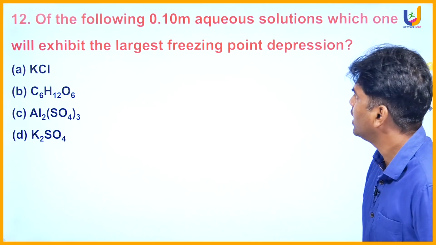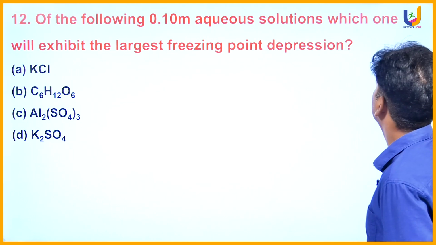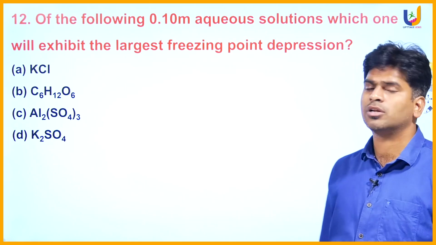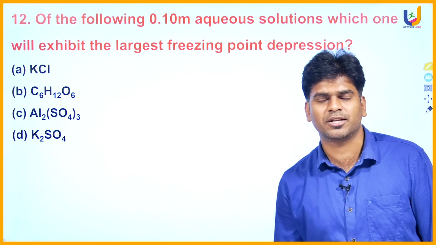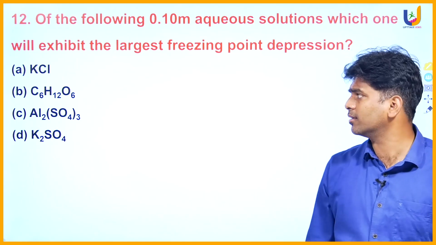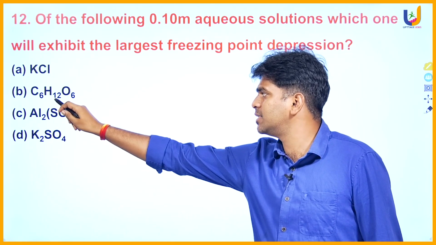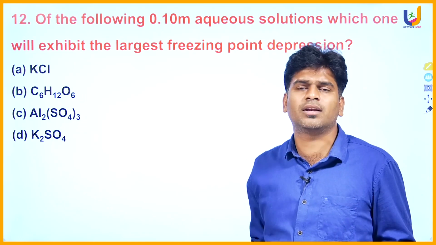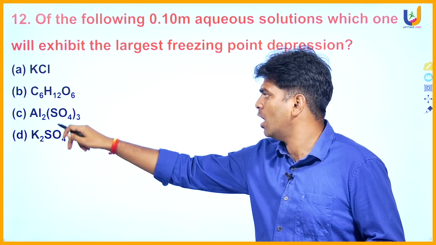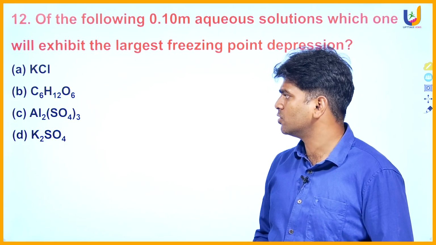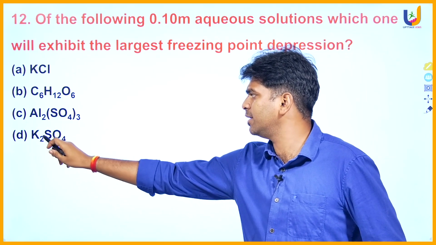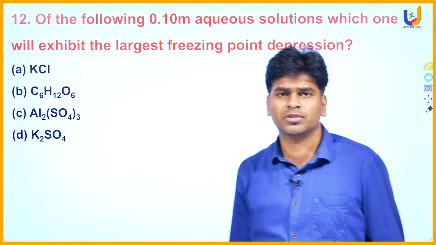And which of the following 0.10 molar aqueous solutions will exhibit the largest freezing point depression? Which one has the largest freezing point depression means which will have more van't Hoff factor. KCl has 2, and this is C6H12O6, glucose, which will not even dissociate or associate because it's a non-electrolyte. And in these two, aluminum sulfate and K2SO4, as per the van't Hoff factor, you see here 2 plus 3, 5, and here 2 plus 1, 3, and here 2. Which one is correct?